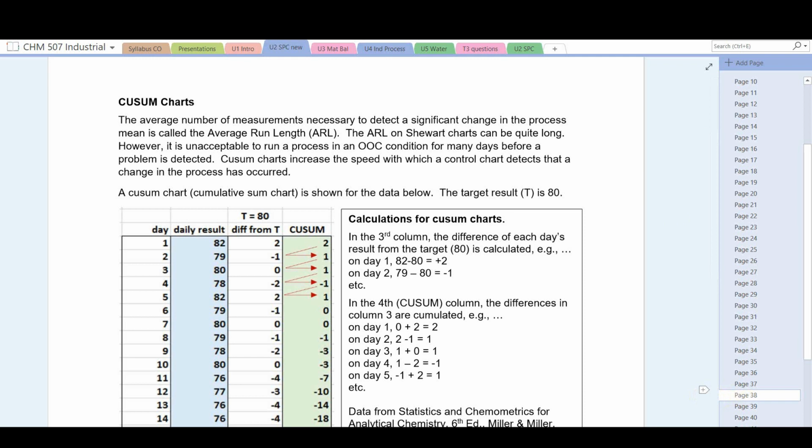Page 38, Qsum charts. The average number of measurements necessary to detect a significant change in the process mean is called the average run length, ARL. The ARL on Shewhart charts can be quite long. However, it is unacceptable to run a process in an out-of-control condition for many days before a problem is detected. Qsum charts increase the speed with which a control chart detects that a change in the process has occurred.